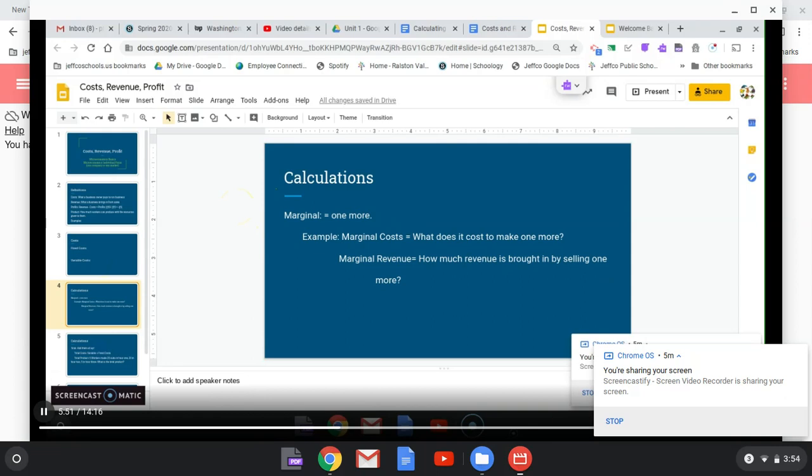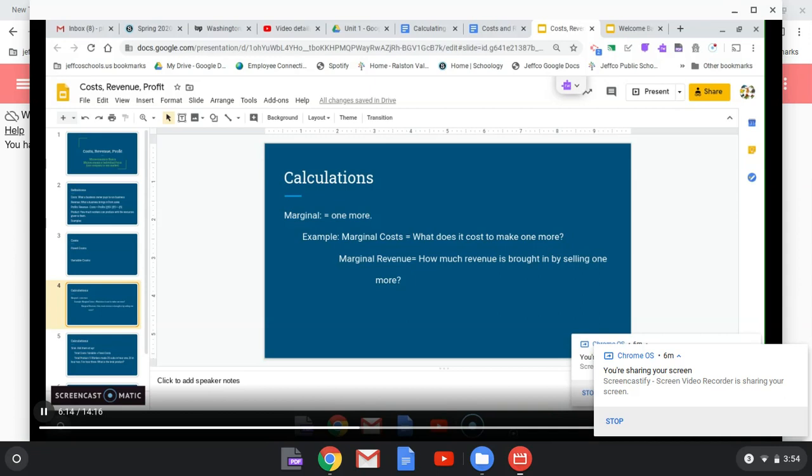So I'm going to go back to Pop-Tarts. Let's say it costs me $3 to make a box of Pop-Tarts. All right. So what does it cost me to make 2 boxes of Pop-Tarts? Well, if it would cost me $3 to make one and then $3 for the next one, it would be a marginal cost of $3. It's how much does it cost to make one more.